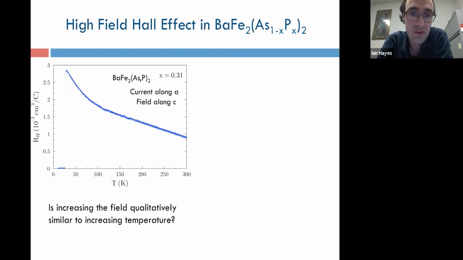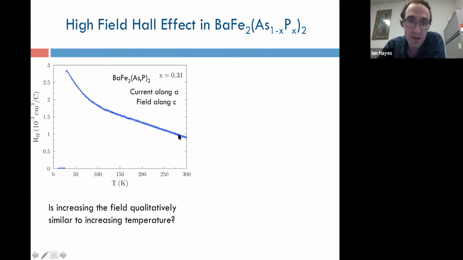So start with optimal doping. This is the Hall coefficient at low fields for optimally doped barium-122, 31% phosphorus substituted. And I should start by saying that for all the data I will show you, the field-current configuration is that current is passed along the a-axis, and field was applied along the z-axis. That'll be the same configuration for all this data.